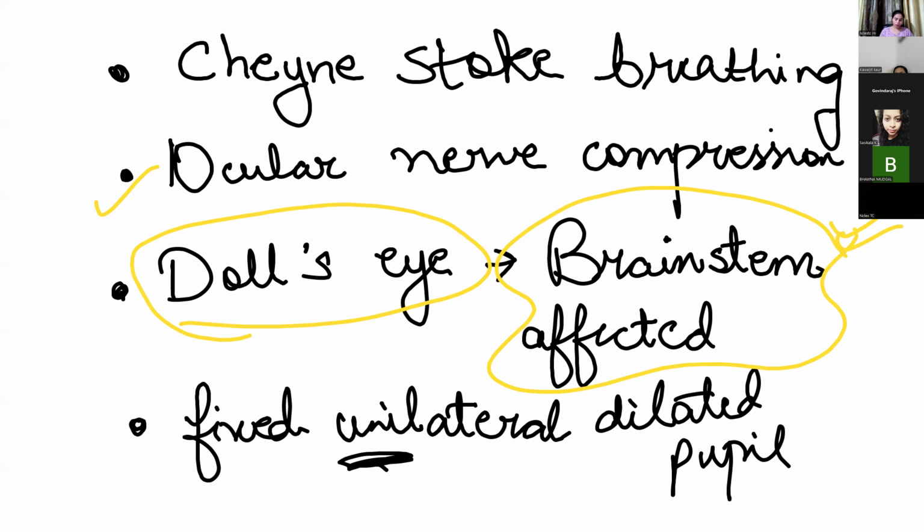Then one more symptom is there, fixed unilateral dilation, which means only one eye is dilated. One pupil is dilated.